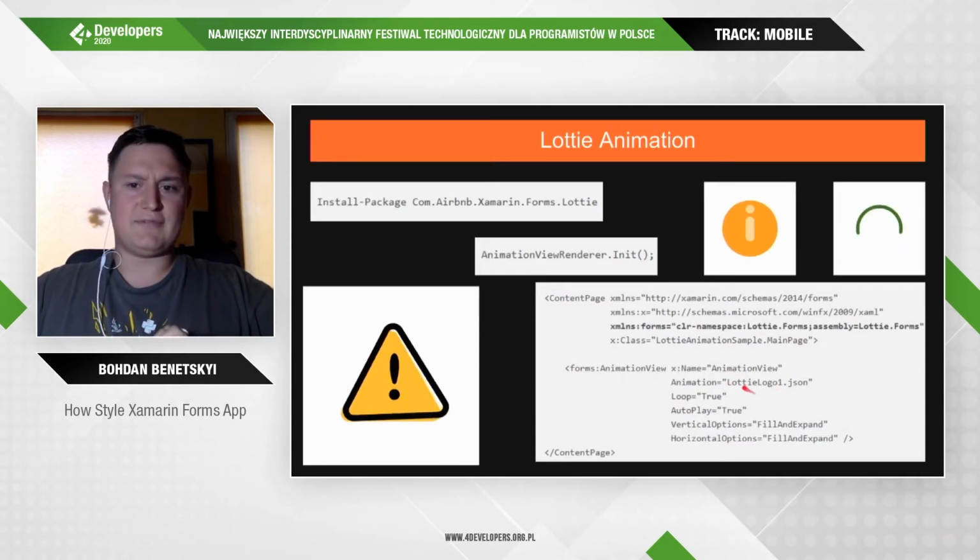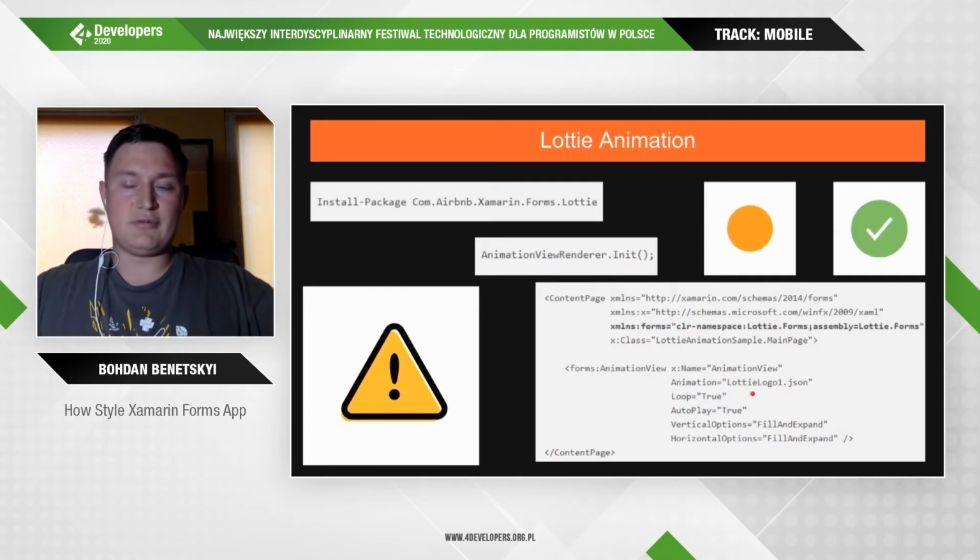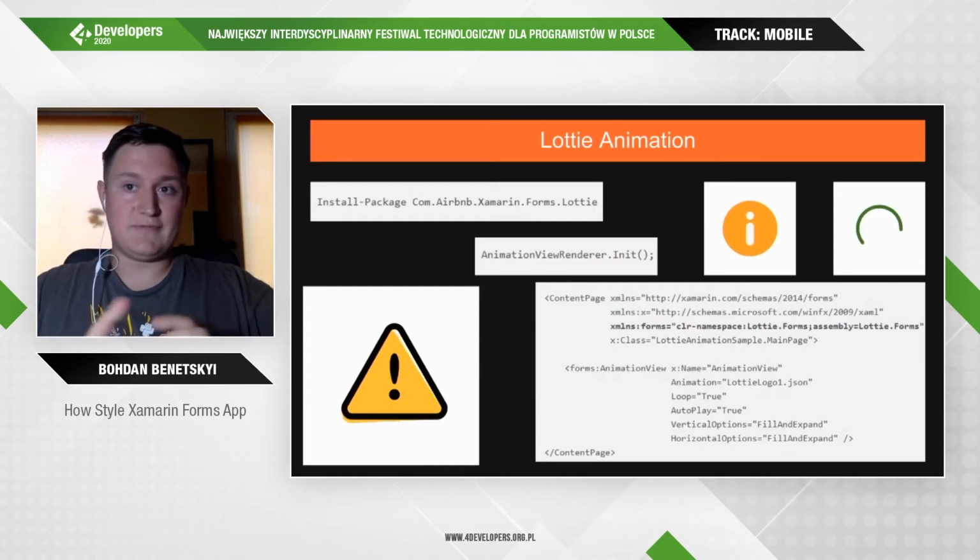Where can we get that file? Go to the Lottie web page. There we have a store with a lot of free or paid animations. We can download it, attach it to the project, and it works.